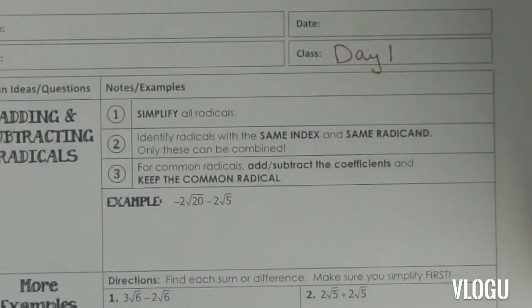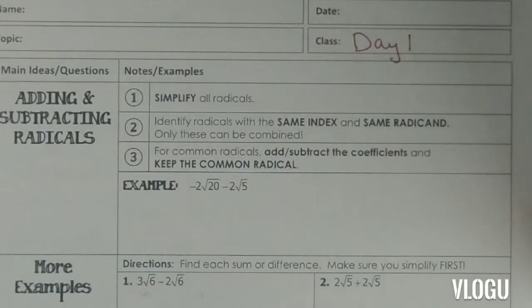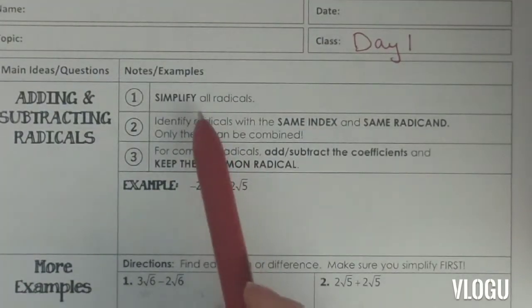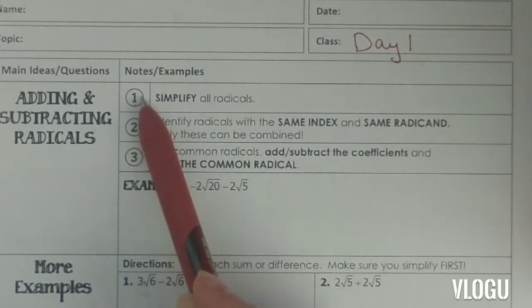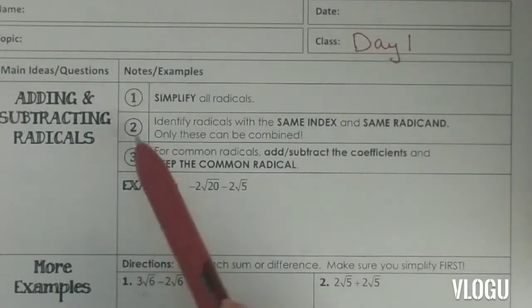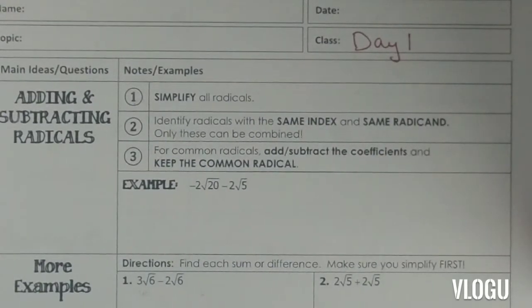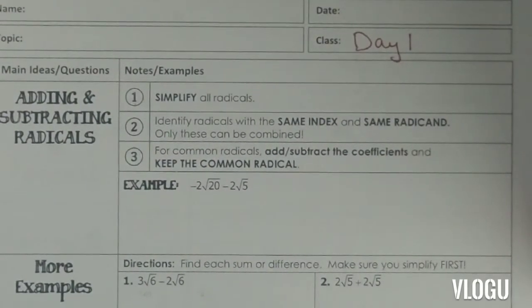All right, our last thing for our day 1 here is to combine radicals. So we want to simplify our radicals and then try and combine them. So we've got our 3 steps here. First thing is to simplify. So that's back to what we were doing before. Step 2 says to identify radicals with the same index and radicand. Those are the only things that can be combined.